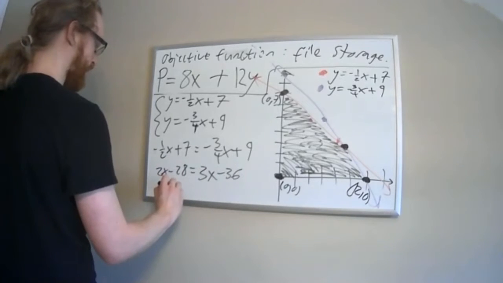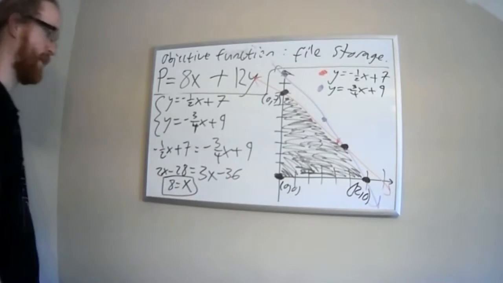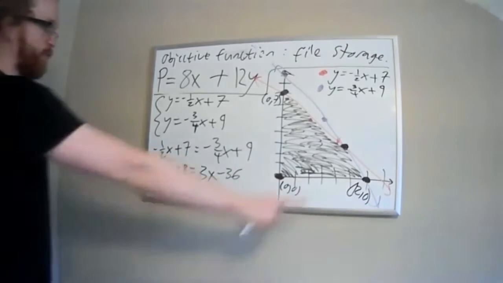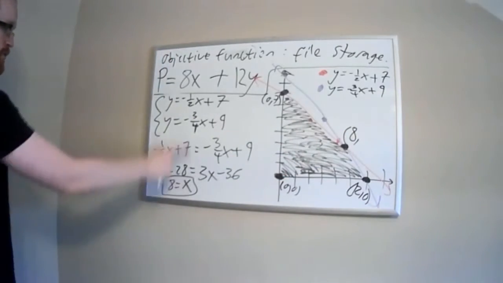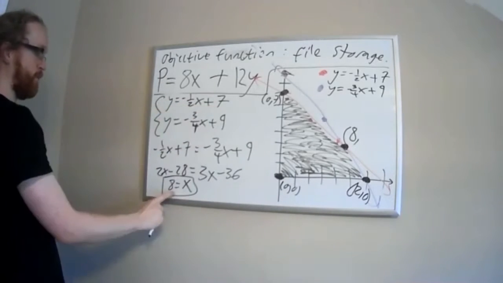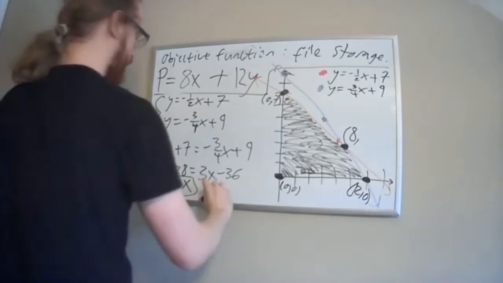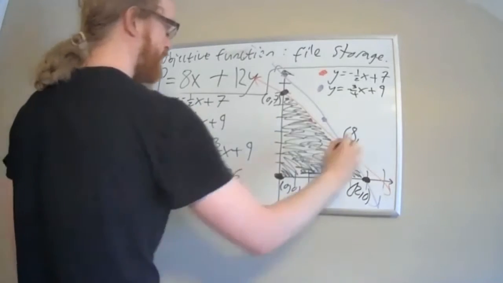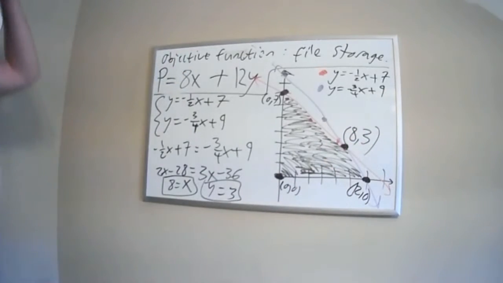Subtract 2x from both sides, add 36 to both sides. I think we're going to get x is 8. If I do that, x is 8. So the x coordinate of this point should be 8. And then to find the y coordinate, I just substitute in up here. So y equals negative 1/2 x plus 7. If I put in 8 for x, I'll get negative 1/2 times 8 is negative 4, plus 7 is 3. So I think y is 3. So 8, 3 are the coordinates of that point. Okay. So I have now solved for all the corner points. I have all 4 of them.